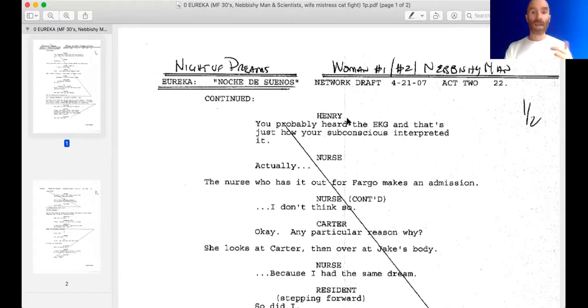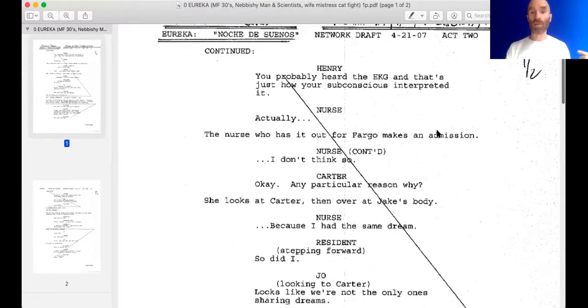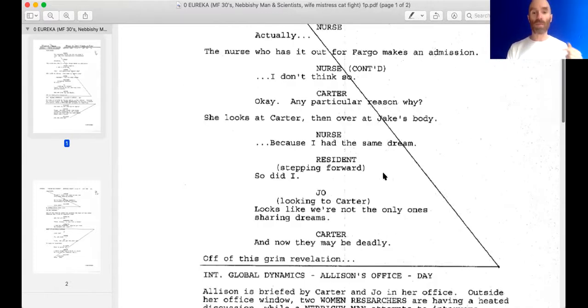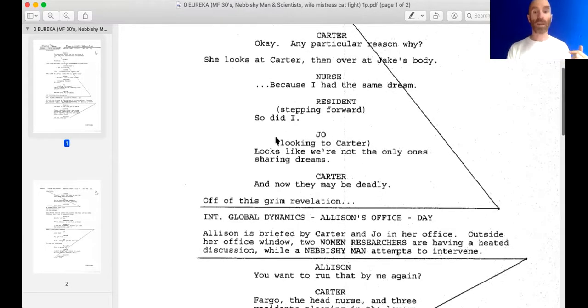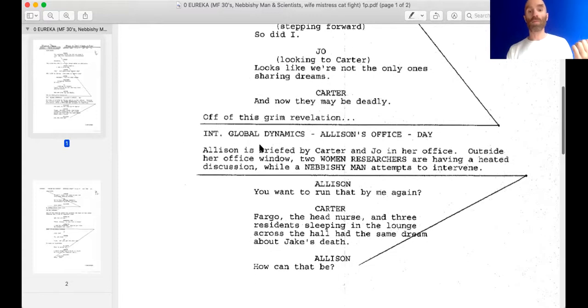You probably heard the EKG, and that's how your subconscious interpreted it. Actually, the nurse who has it out for Fargo makes an admission. I don't think so. Okay, any particular reason why? She looks at Carter, then over at Jake's body, because I had the same dream. Resident, stepping forward, so did I. Joe, looking at Carter, looks like we're not the only ones sharing dreams. Carter, and now they may be deadly. Off the screen revelation. Interior Global Dynamics, Allison's office, day. Now we know where we are.